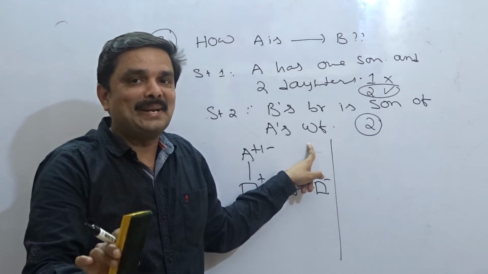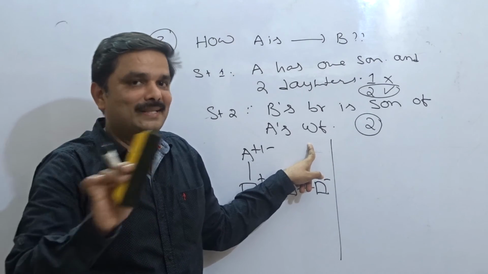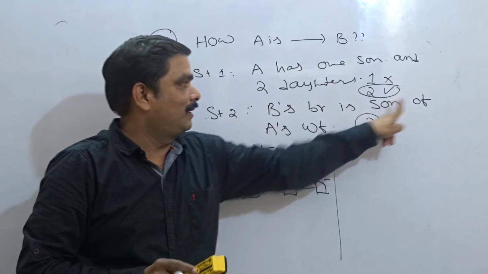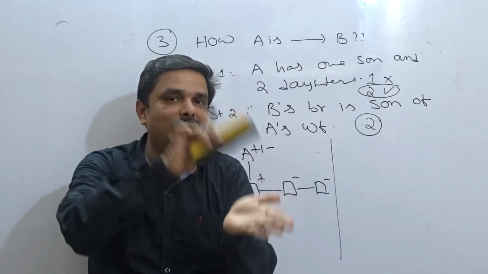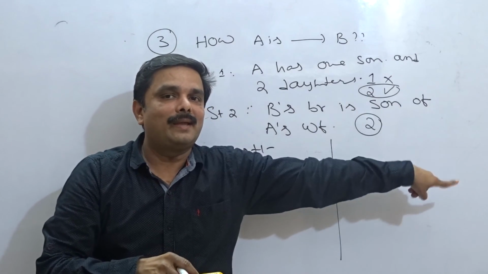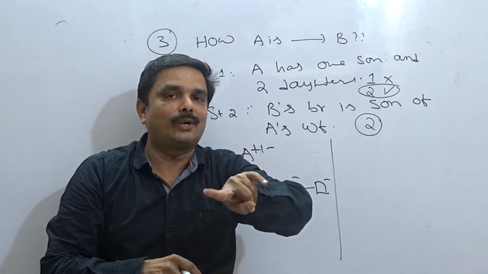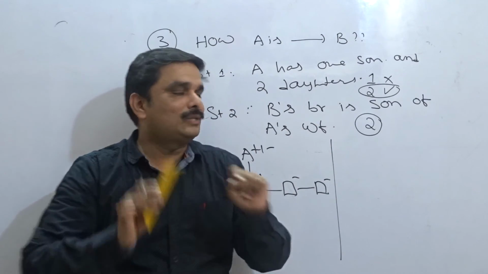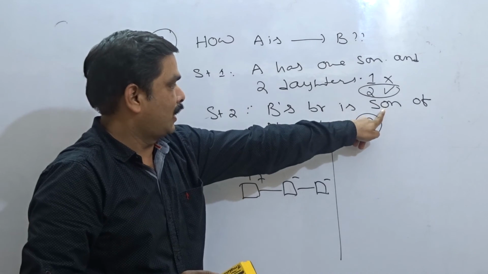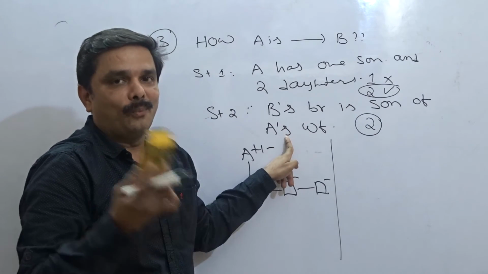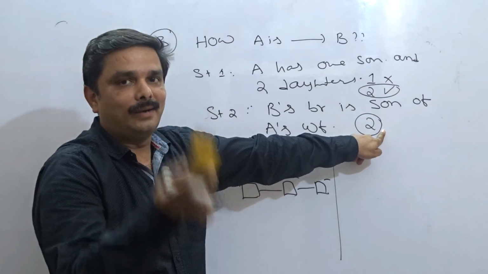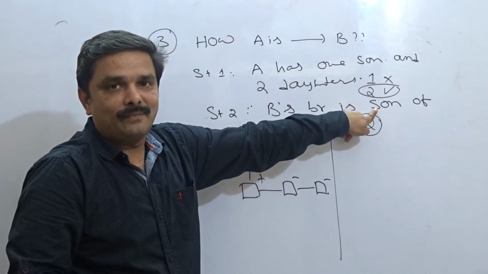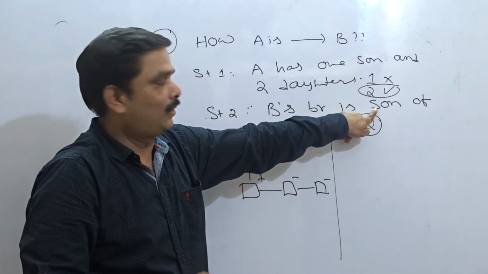Don't say that son. Many students say that one, right? Listen to this one more time. B's brother is son of A's wife. When B's brother is son of A's wife, what is B to A? B can be son or daughter of A. But the relation is when B's brother is son of A's wife, obviously you can say B also is son or daughter of A's wife. What is the meaning of that?